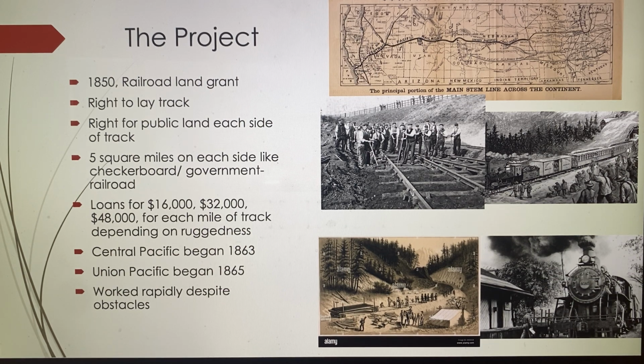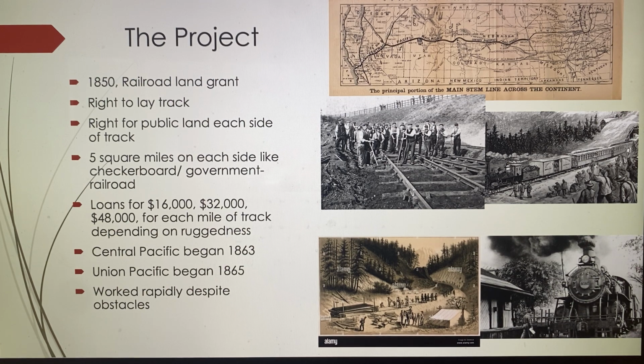The government also gave loans for $16,000, $32,000, and $48,000 for each mile of track, depending how rugged it was. If they're going through a mountain range, it would cost more than going through a prairie, right? So these loans were given for each mile of track.